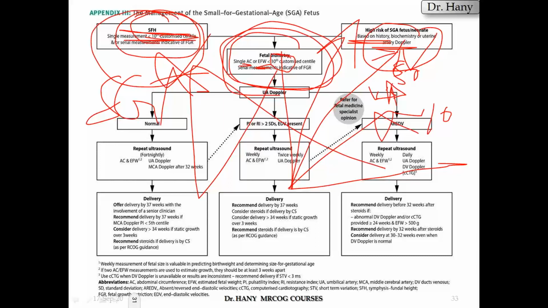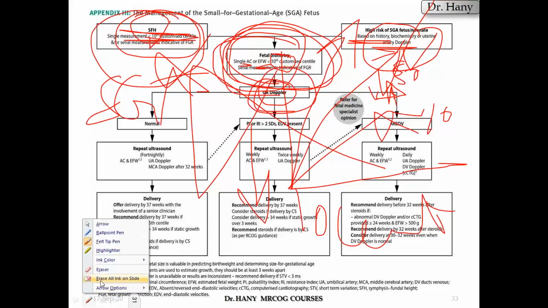To follow this chart, the baby should have abdominal circumference or estimated fetal body weight done and less than the 10th centile. Does this make sense? A history and a symphysis fundal height, any of these, and I did a fetal biometry, which is the abdominal circumference or the estimated fetal body weight less than the 10th centile, then I will go for the umbilical artery Doppler. Okay?